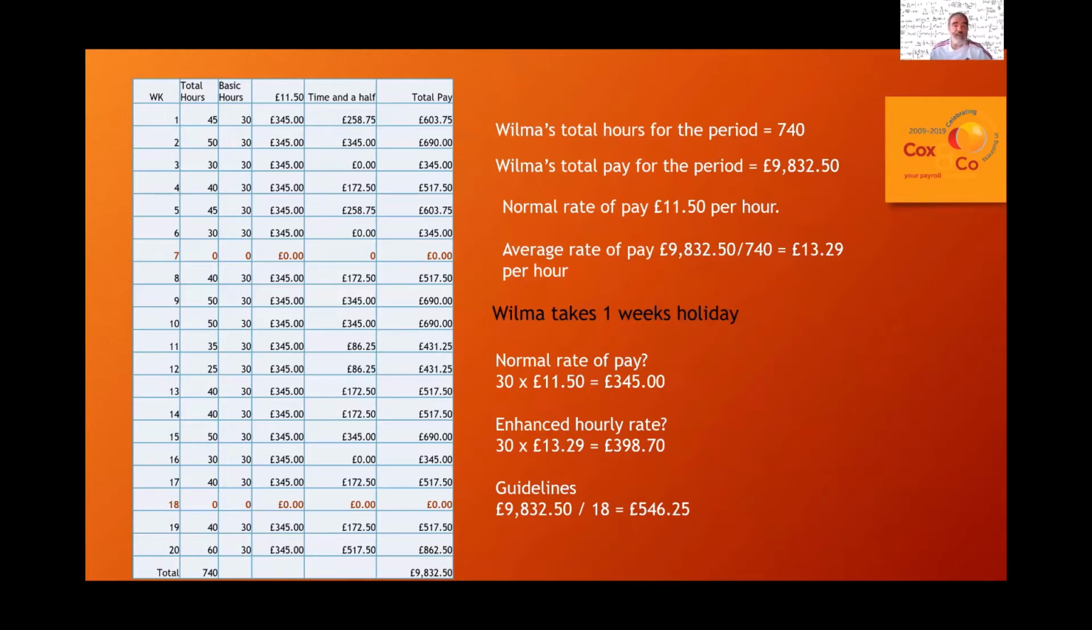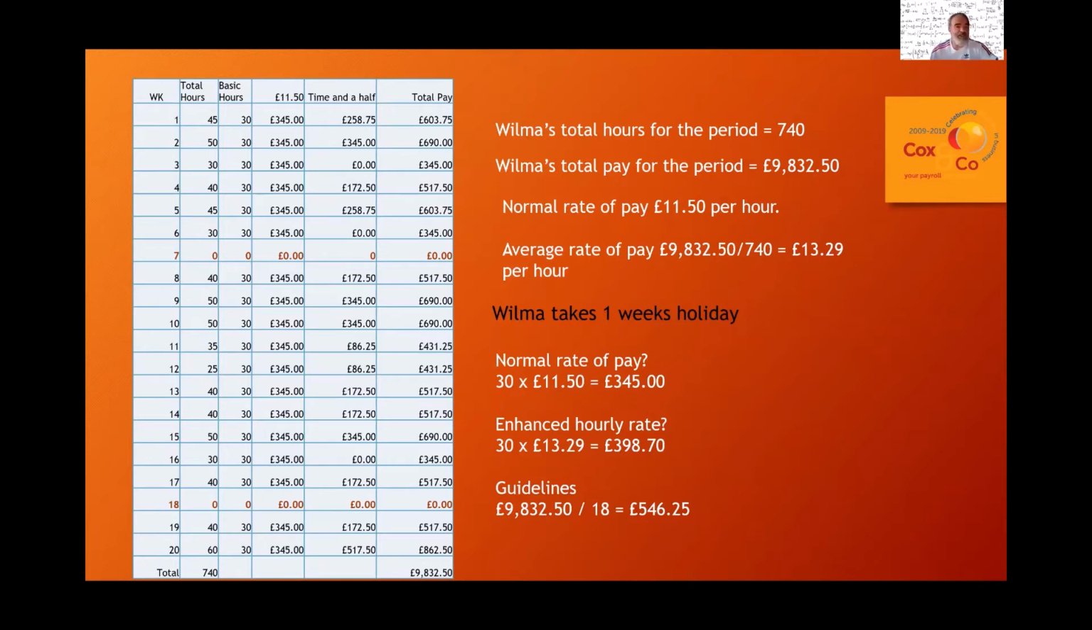So there are facts associated with her employment. She's worked 740 hours, and over the period of time she's worked them, she's been paid £9,832.50. She's got a normal rate of pay, or basic rate, of £11.50. Her average rate of pay is obviously going to be a bit higher because she's done a fair bit of overtime. So her pay calculated on an average basis would be £9,832.50 over 740, or £13.29 an hour.